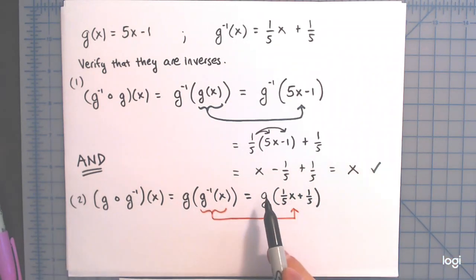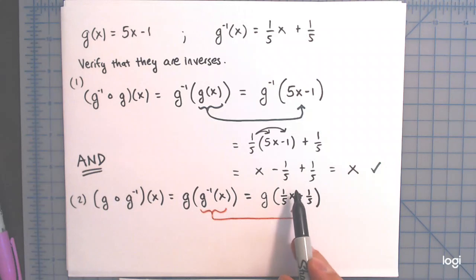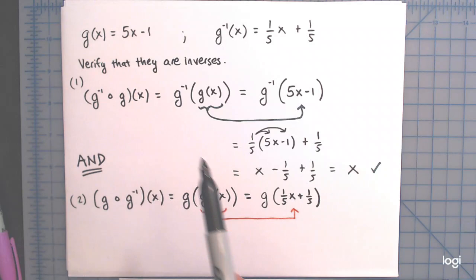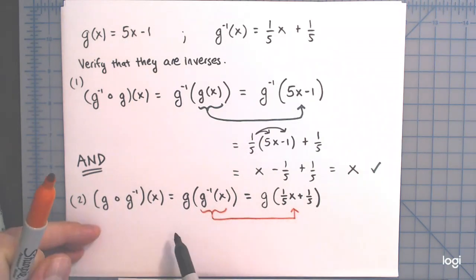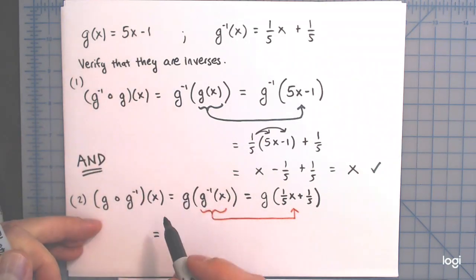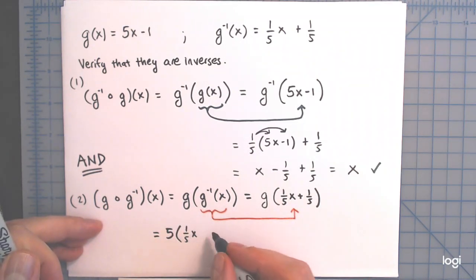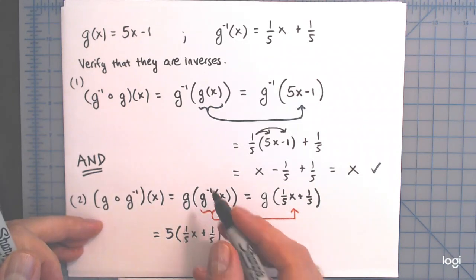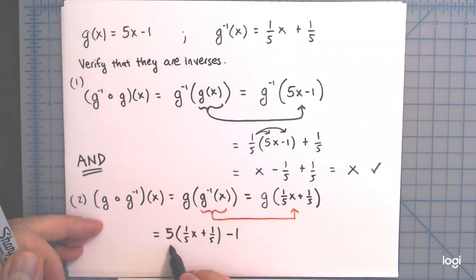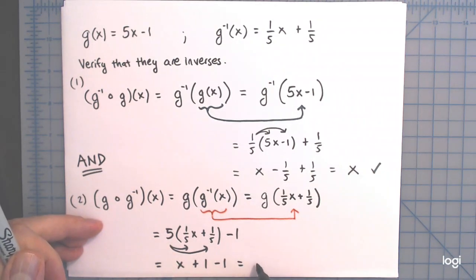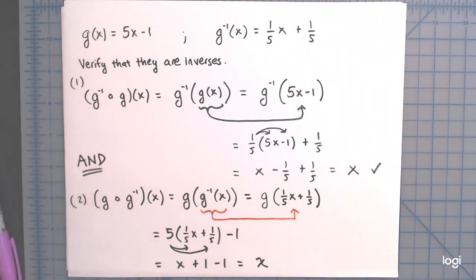And then this is telling me to go to the rule for g and plug in the value 1/5 x plus 1/5. So in the rule for g, wherever there's an x, I'm replacing it with the quantity 1/5 x plus 1/5. So instead of 5 times x, it's now 5 times this 1/5 x plus 1/5, and then you have minus 1 after. Well, distributing this 5 here gives me 5 times 1/5 x would just be 1x. 5 times 1/5 is positive 1, and then you have minus 1, and that is indeed x again. So check mark on that.